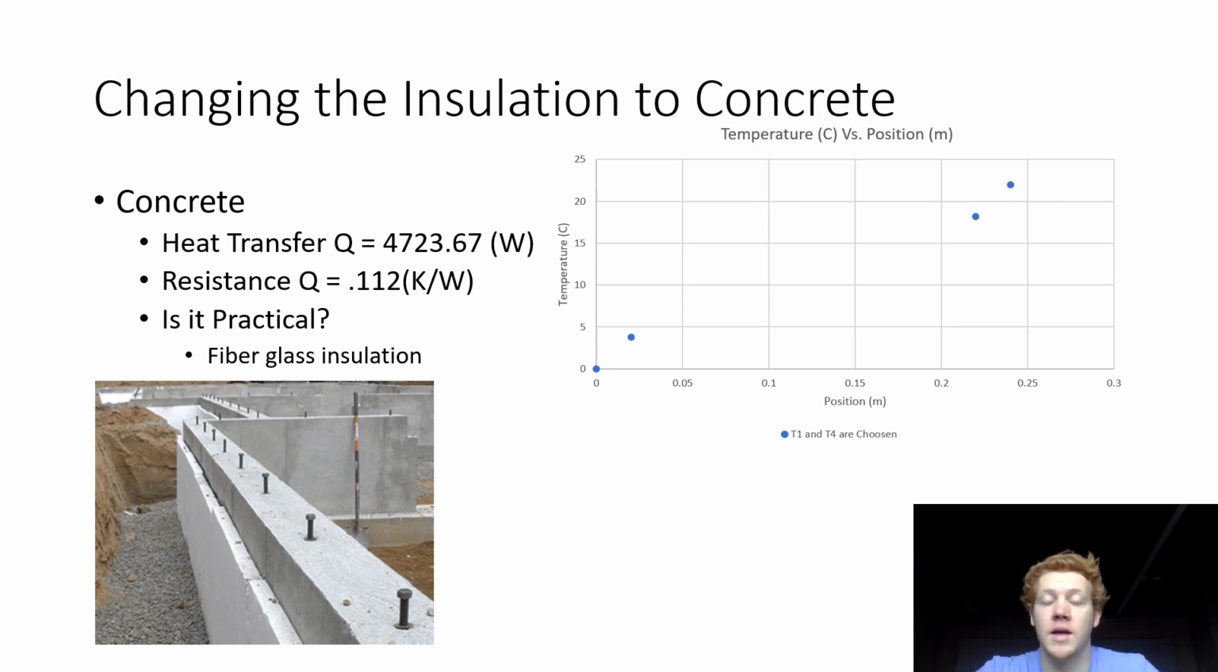Some other options that might be better, and definitely would be better than concrete, would be fiberglass insulation. This is going to be the most cost-effective insulation for keeping our heat in. It may not be great for the environment, but it works.